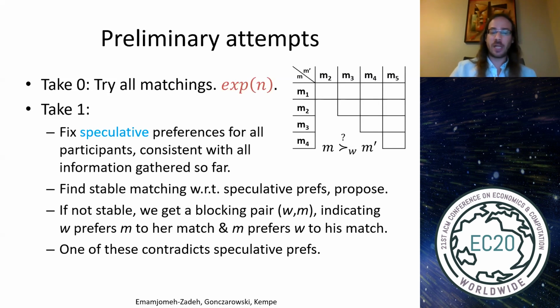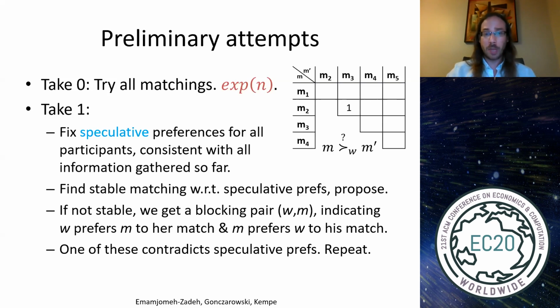we keep this kind of table to help us keep track of whether she prefers any man to any other man and vice versa. We get a bit into this table, for example, telling us that W prefers M2 to M3. Now we repeat. What I mean by that: we fix new speculative preferences that are consistent with what we have so far with all of these tables. We find a stable matching with respect to them. We propose. If it's stable, great.